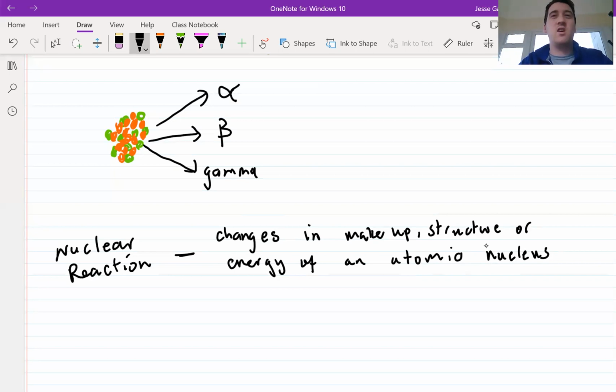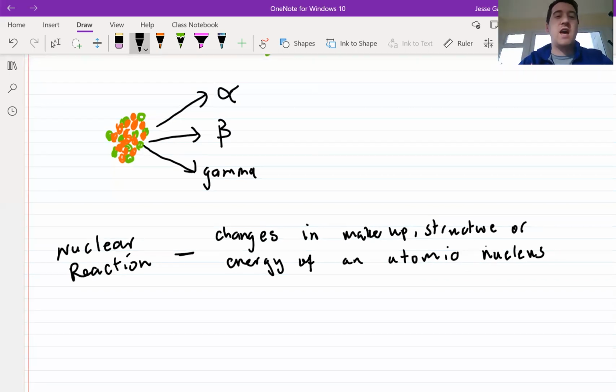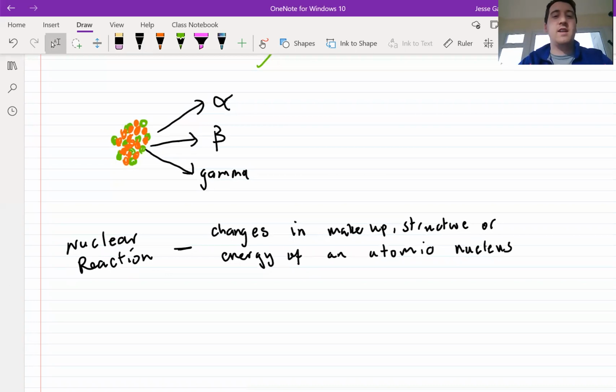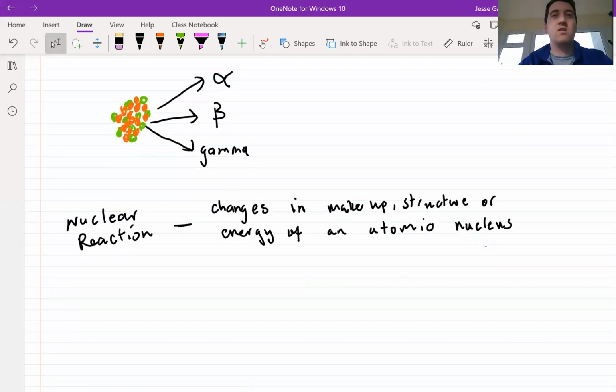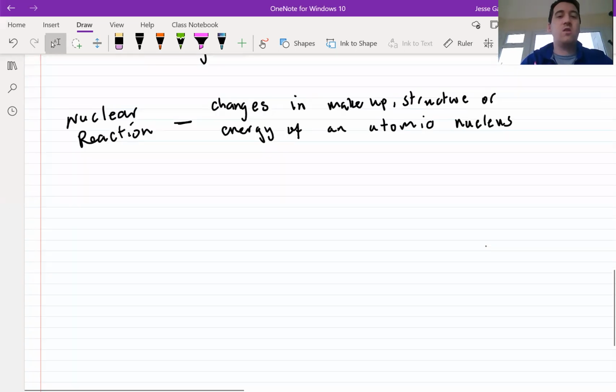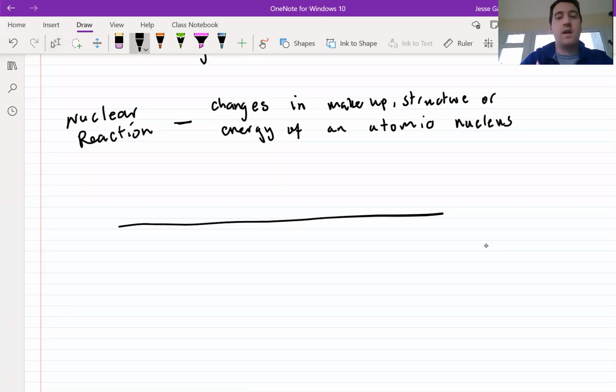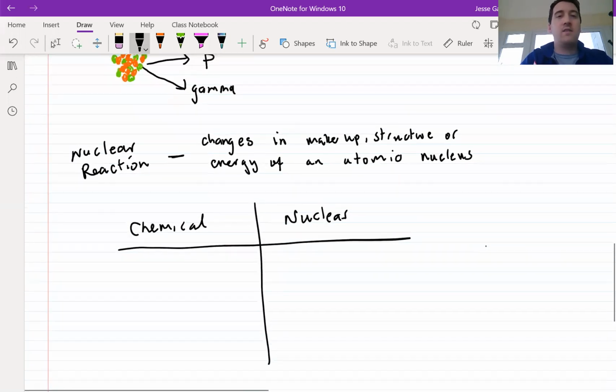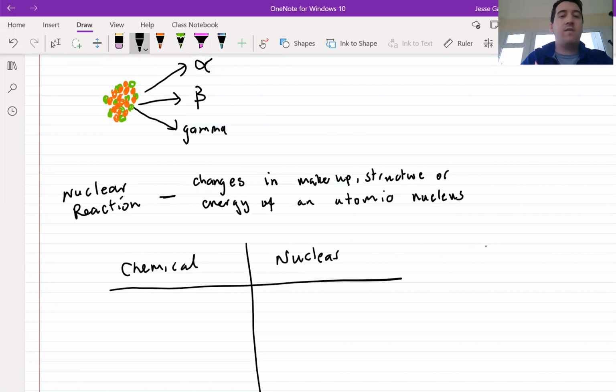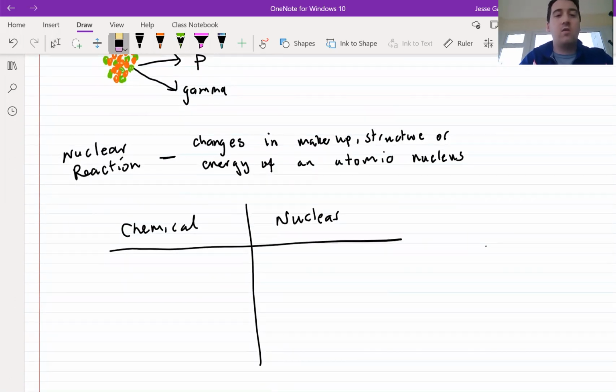But these are nuclear changes. They change the element, they change the nucleus. They don't really involve the orbiting electrons. So these are what we call nuclear reactions. Now let's just compare the two. You need to be able to compare the two. So say we have chemical reactions and we're comparing them to nuclear reactions. First of all, that should say nuclear, not chemical.